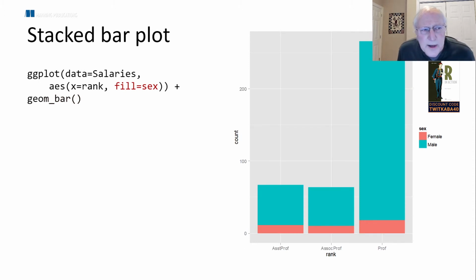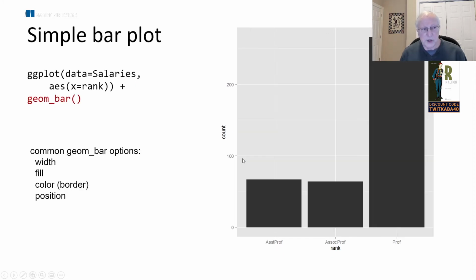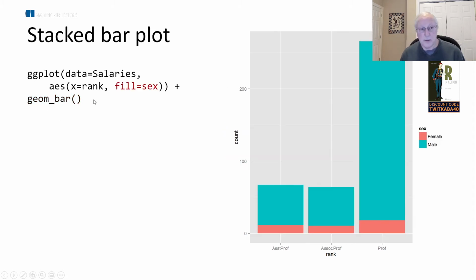So we could also, in our aes, I should have mentioned this, aes stands for aesthetic, and within the aesthetic function, this is where you put the link between your data and the aspects you can see. So here what we've said is we want to link rank to the x-axis. We don't have to specify the y-axis because it defaults for us, but we could specify the y-axis. And we ask for bars.